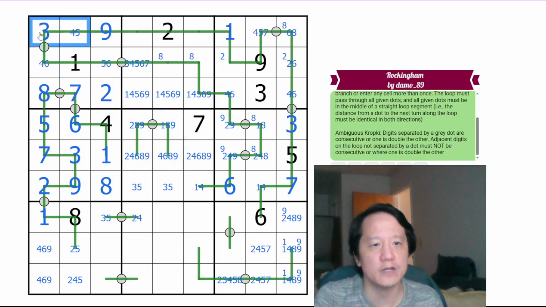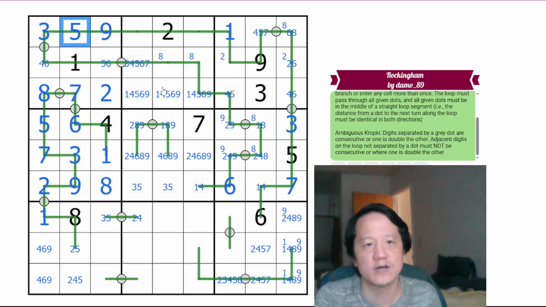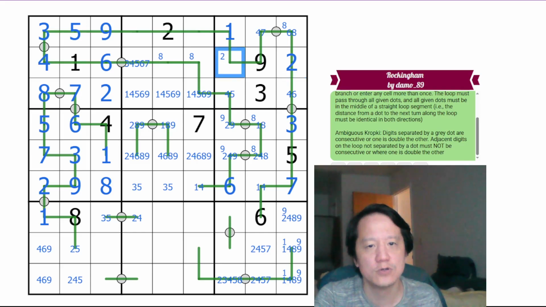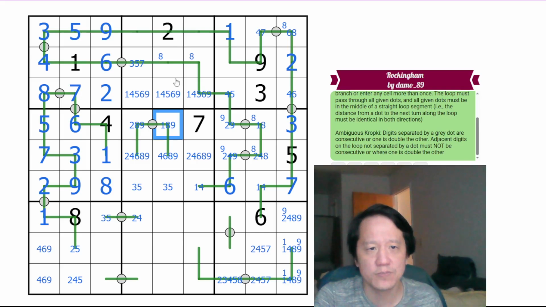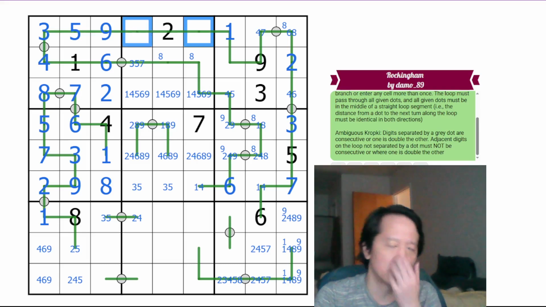3 cannot be next to 4 without a gray dot between them. So this is 5, which makes this 6, which makes that 4. 5 eliminates 5 here. 6 eliminates 6 here, so that's 2. No 2 there. This can't be 4 or 6, so it's 3, 5, or 7. That actually fits all of them. That's good. One of these is 8. We don't know which. Remaining digits of row 1.